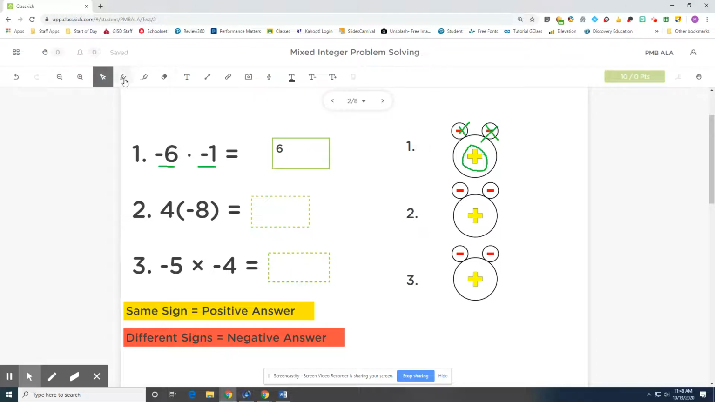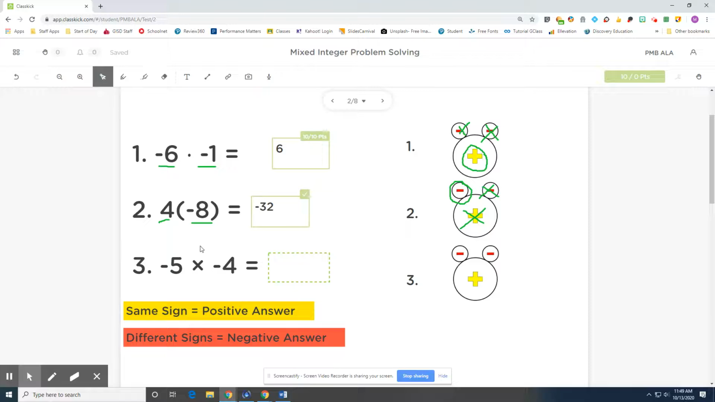On the next one, parentheses also means to multiply, and so we're going to multiply 4 times -8. So again, I have a +4 and a -8. I'm going to mark out my positive for the +4 and a negative for the -8. I'm left with the negative, and so that means my answer is going to be -4 times 8, and 4 times 8 is 32, so -32.